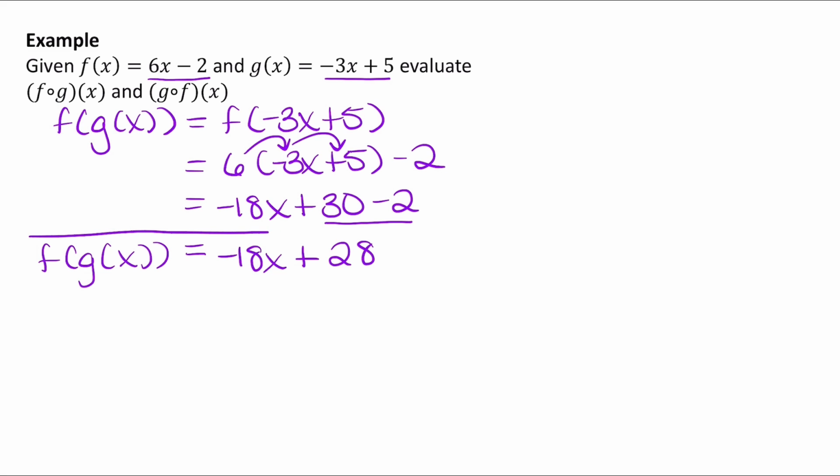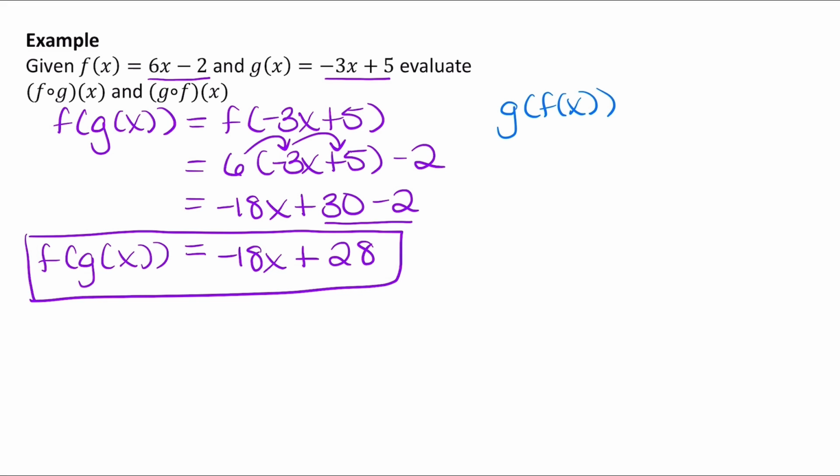Now we still need to do the second part of this problem, which is we need to figure out g of f of x. For g of f of x, I'm going to rewrite it like this. And then I'm going to plug in f of x, which is 6x minus 2, into g. So this is going to be g of 6x minus 2. That means I'm going to take this expression for g, and I'm going to substitute 6x minus 2 everywhere I see x. So I have negative 3 times 6x minus 2, and then plus 5.